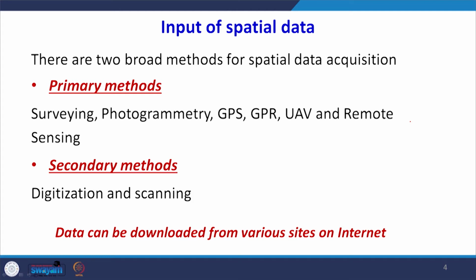Now there are two methods of spatial data acquisition. One is the primary method of data acquisition, and the second method is the digitization and scanning method. In this lecture we are learning the second method: how this digitization and scanning process could be used, how the secondary methods could be used to create digital data from the hard copy data products.